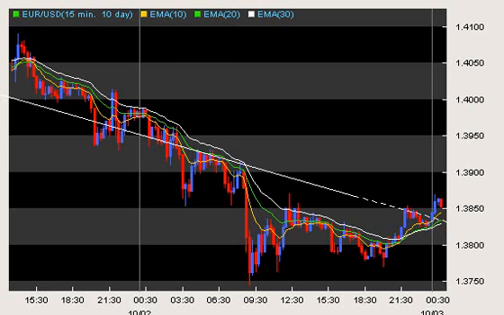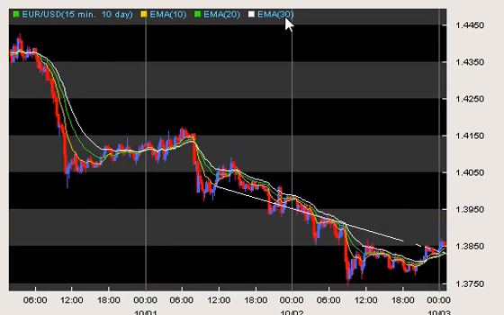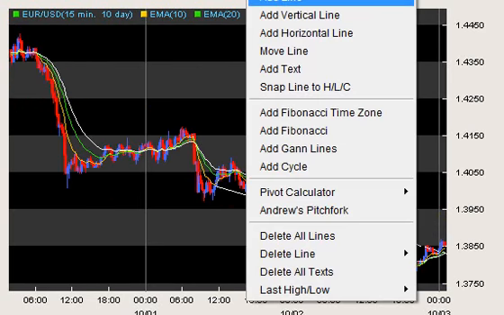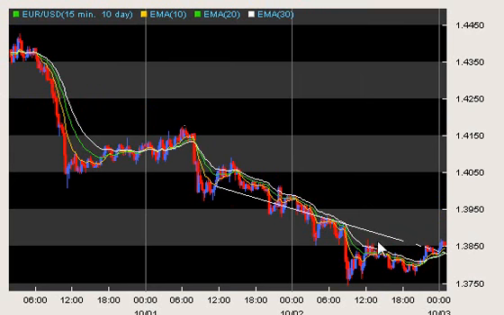So it helps you identify, well, one, look what happened here. We had a channel line that reversed. Once it reversed, notice how the 10, 20, and 30 reversed also. So the channel line in this example, on the euro dollar 15-minute chart, was busted to the upside. And then the 10, 20, and 30 confirmed it afterwards.